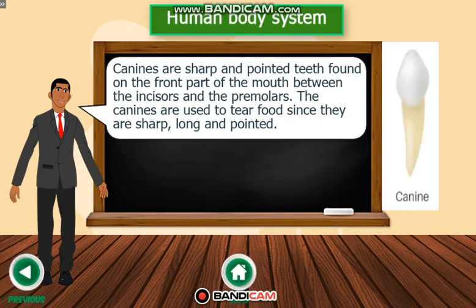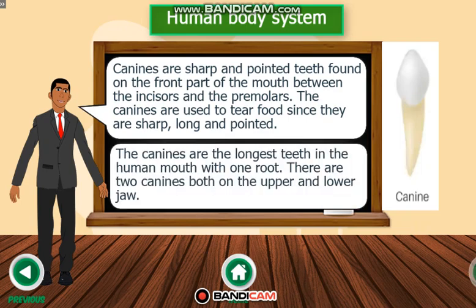Canines are sharp and pointed teeth found on the front part of the mouth between the incisors and the premolars. The canines are used to tear food since they are sharp, long, and pointed. The canines are the longest teeth in the human mouth with one root. There are two canines both on the upper and lower jaw.